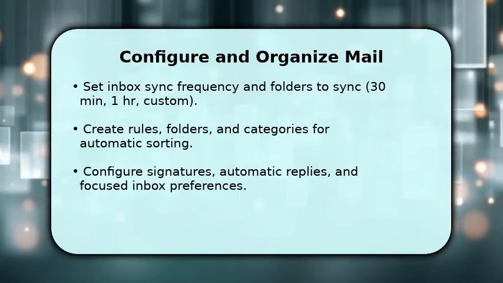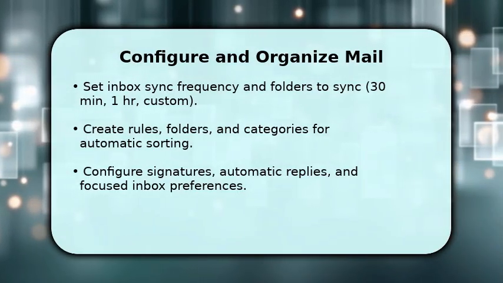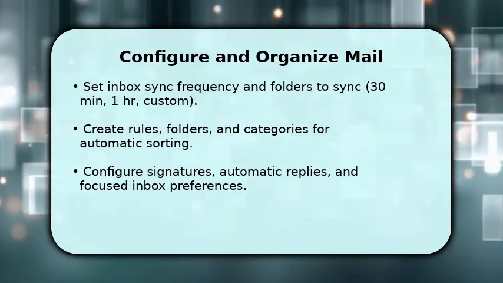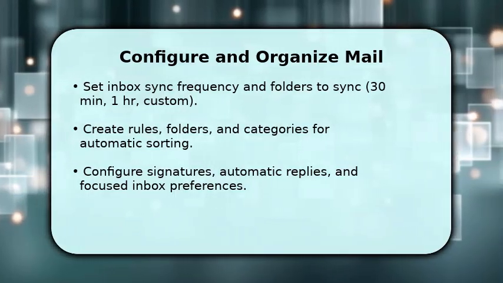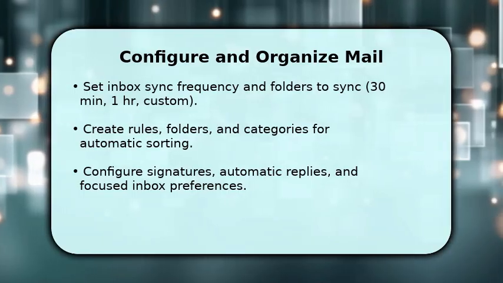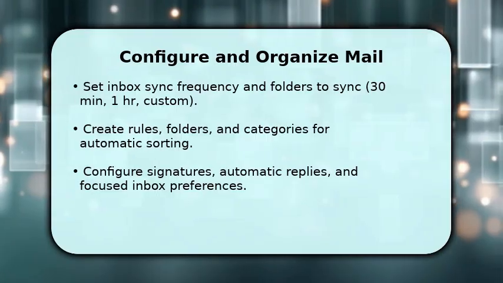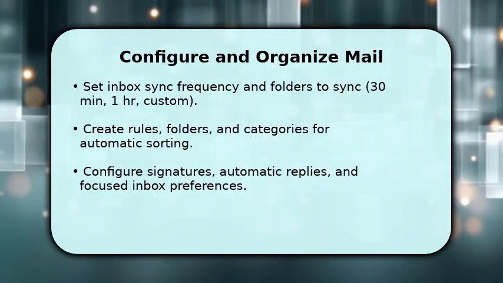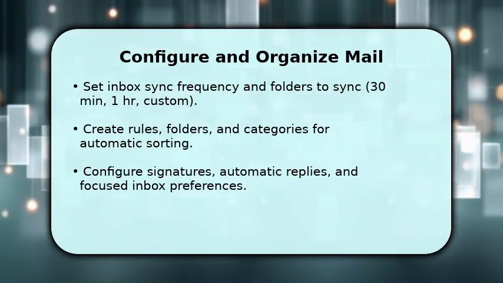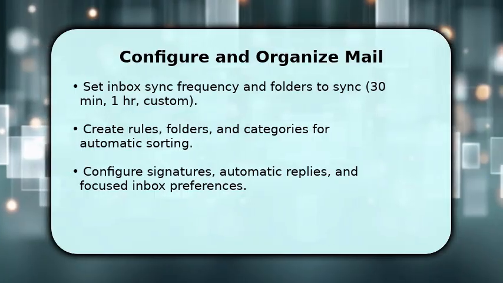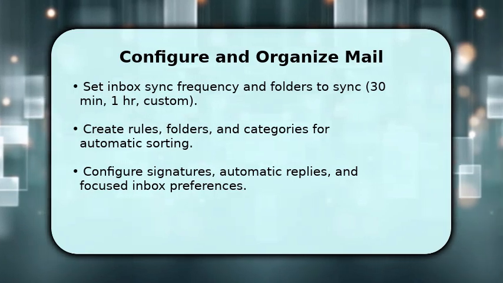Once your account is added, tailor syncing and organization so Outlook works for you. Go to Settings to set sync frequency and select which folders to mirror offline. This saves bandwidth and speeds search. Create rules that move, flag, or categorize mail automatically. This reduces inbox clutter and surfaces priority messages. Configure a default signature and automatic replies for out of office. Make sure Focused Inbox is enabled or disabled based on preference, because that determines what you see first.